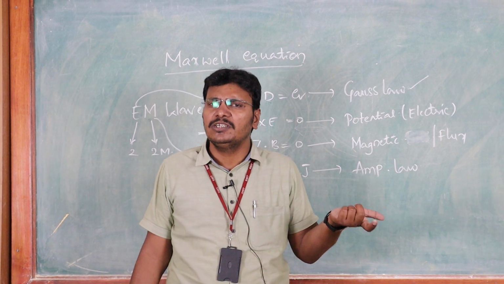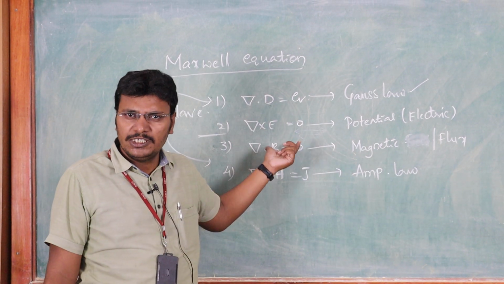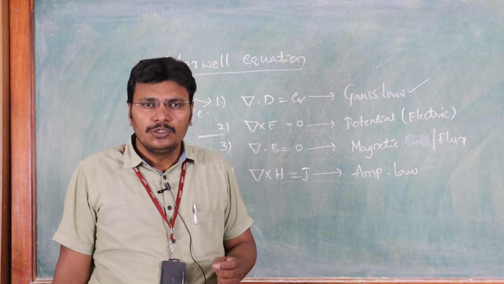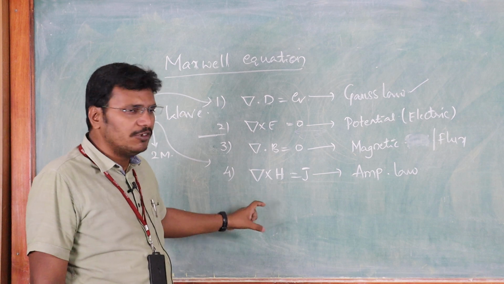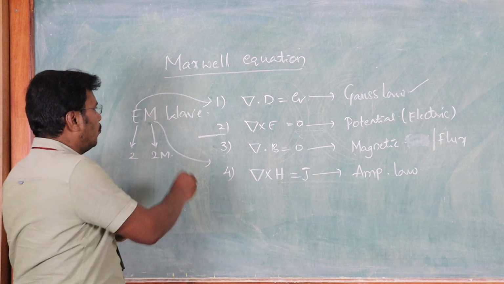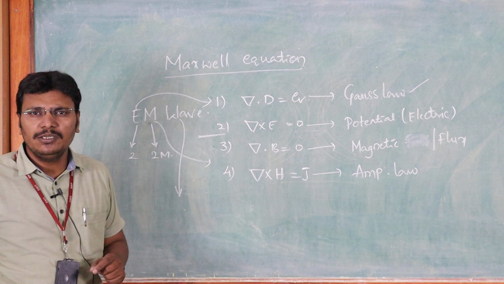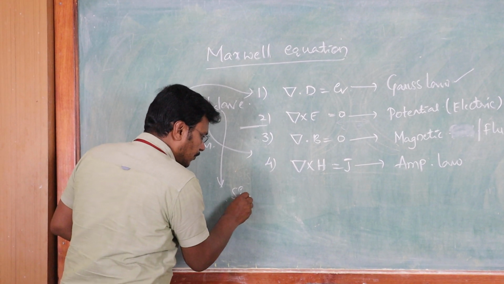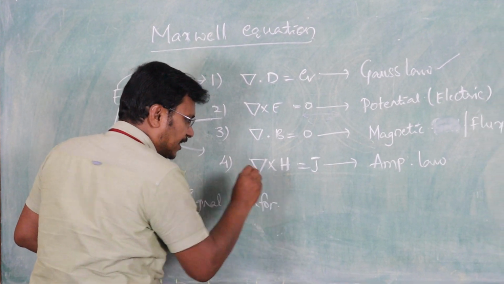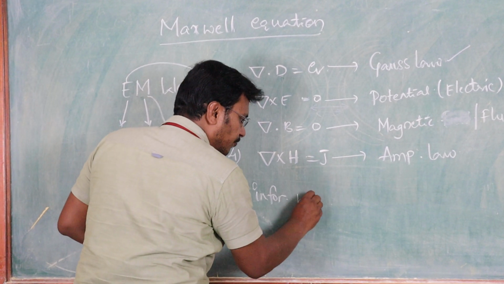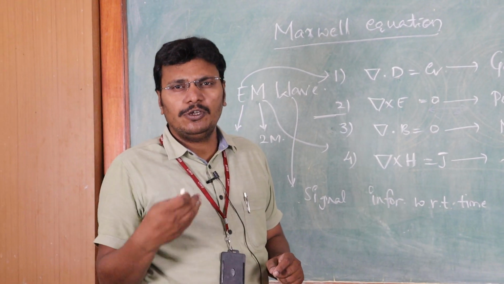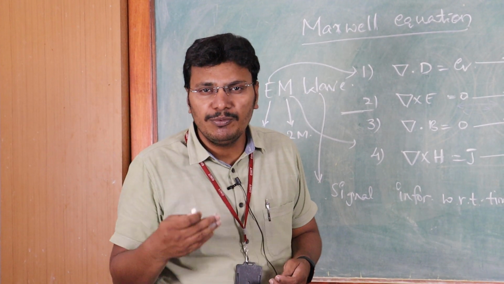Static Maxwell equations are nothing but these 4 Maxwell equations that do not depend on any time. If you observe, these 4 Maxwell equations do not have any time factor. Is it right? Generally, in an EM wave, what do you mean by wave? A wave is nothing but a signal which carries some information with respect to time. With respect to time means if the time changes, the information also changes.